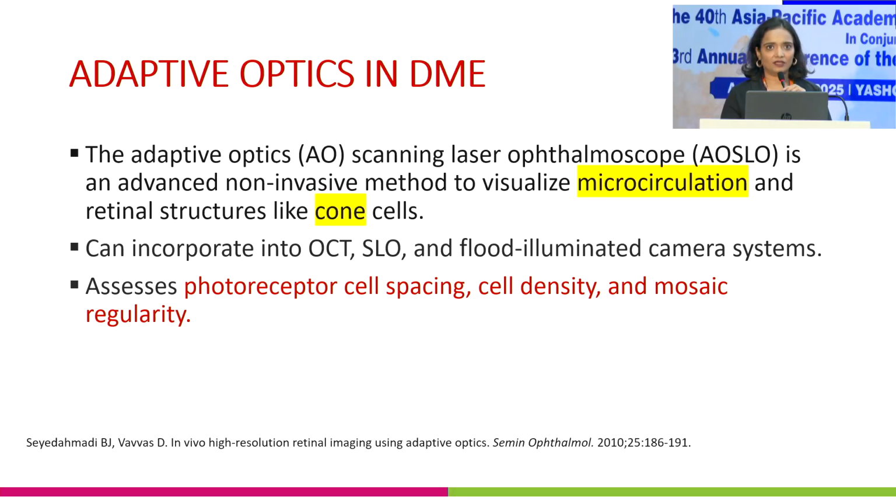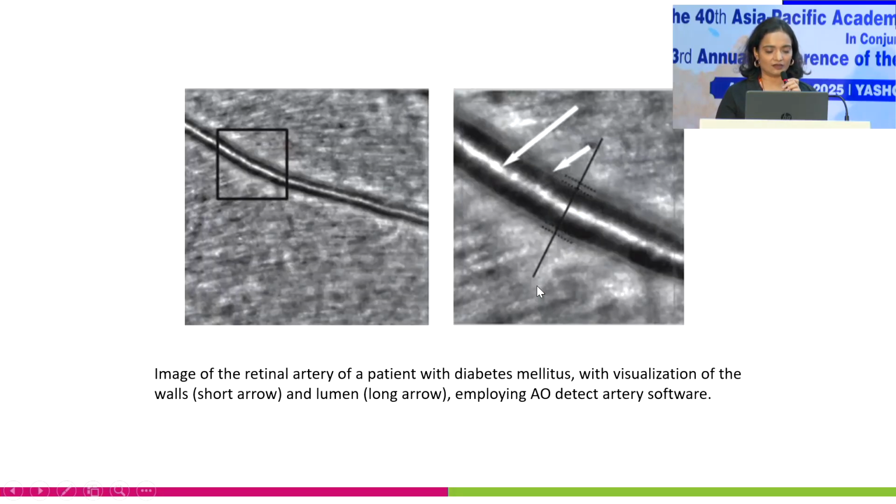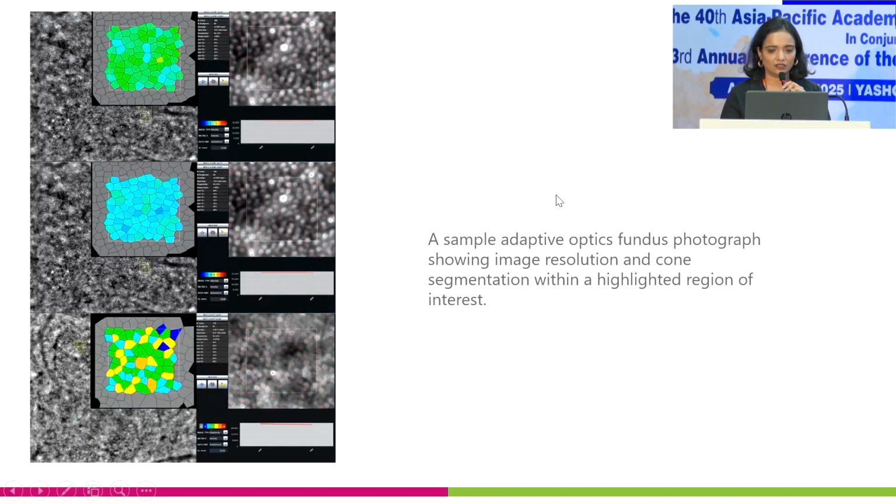Its clinical application has not been very great, mainly because of costs, but it can visualize microcirculation and cone cells at the photoreceptor level. It can tell us about the cell spacing, the cell density, and the cone mosaic structure. So this is an image of a retinal artery. You can see the arterial walls with such clarity. You can see the sheen of the arterial walls.